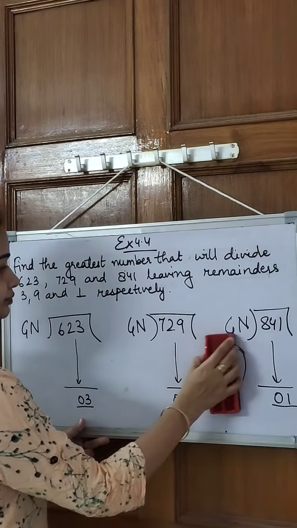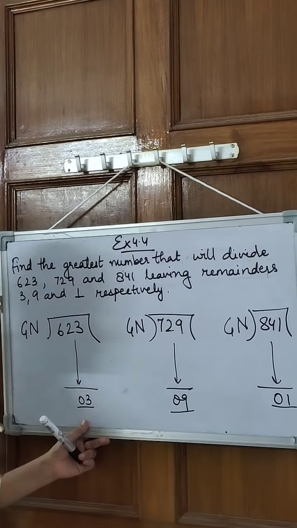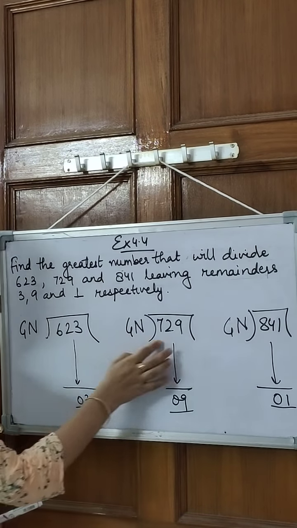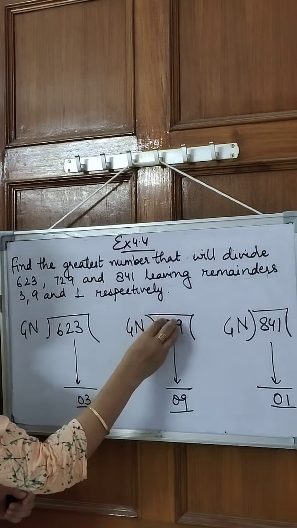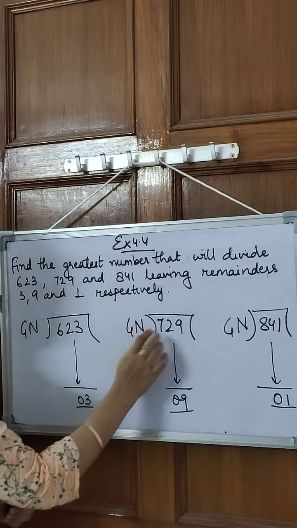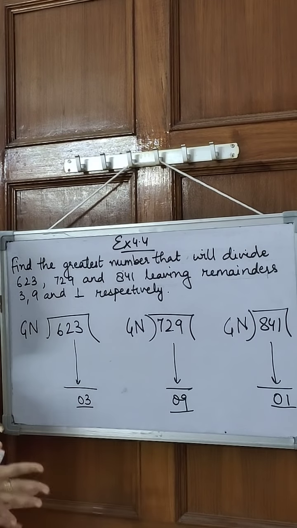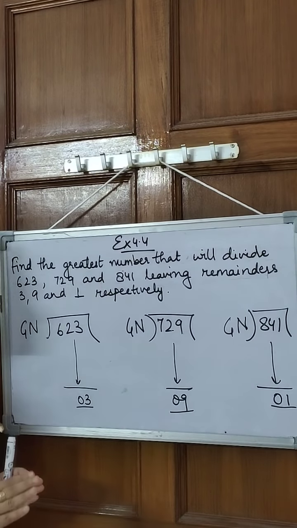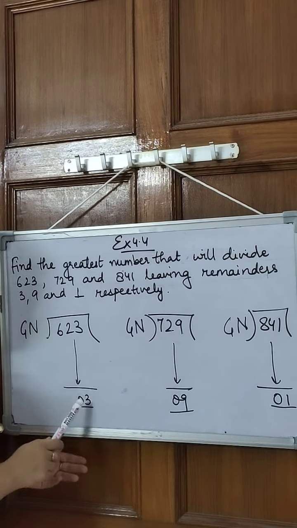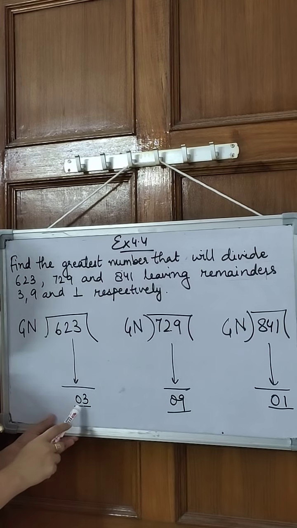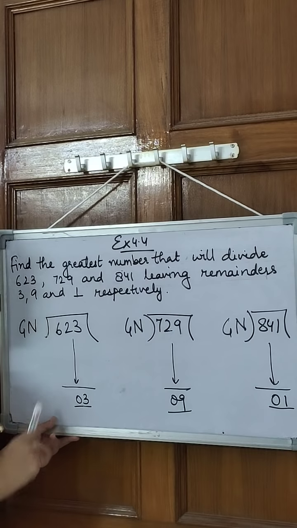Similarly here also, when I am dividing the three numbers with my greatest number, every time I am getting remainders. So these numbers are not completely divisible by my greatest number. So what do I have to do first? I have to first find the numbers that are completely divisible. How do I get them? If 3 is the remainder, I should remove 3 from this, so this number will then be completely divisible.